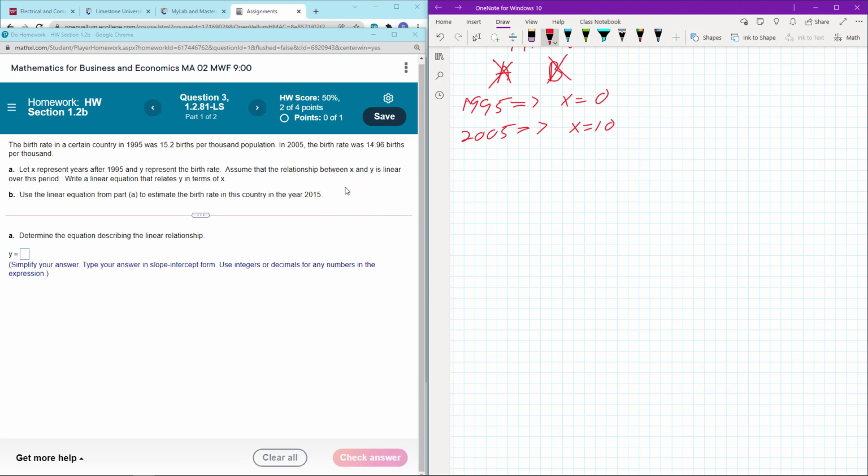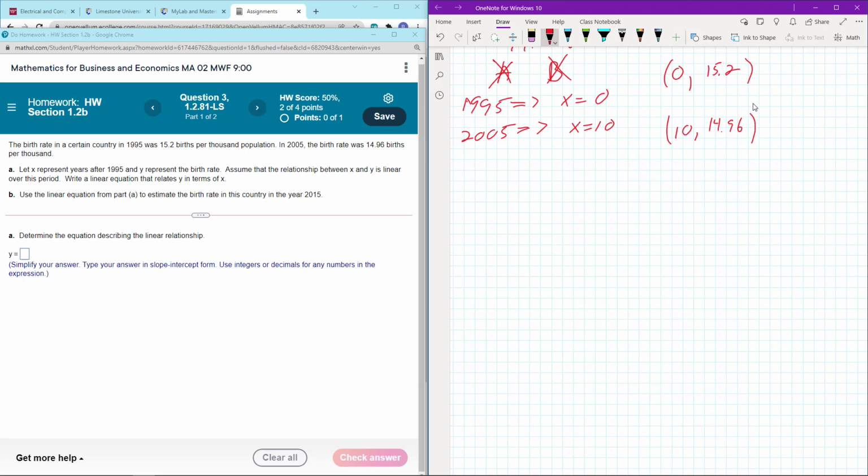Assuming a linear relationship over this period, write a linear equation that relates Y in terms of X. Okay, where once again Y is the birth rate and X is the years after 1995. So we have 2 points. The first one is going to be 0 because the year is 0. We have a birth rate of 15.2. Okay, and then at year 10, it's 2005, we have a birth rate of 14.96. And we want to come up with a linear relationship.